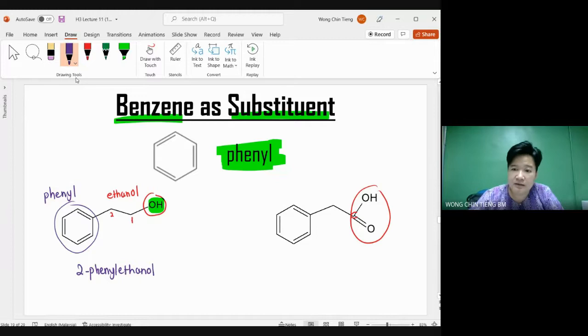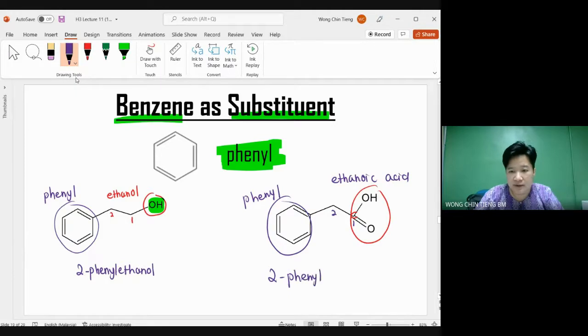Okay, same thing. 1, 2. I have my, what do we call that? Parent ethanoic acid. Parent adalah ethanoic acid. So yang ni akan jadi phenyl substituent. So dia akan jadi 2-phenyl. Alright, ethanoic acid. Just benzene right now become a substituent. So nama dia berubah from benzene to become phenyl. That's it. Nothing much over here.